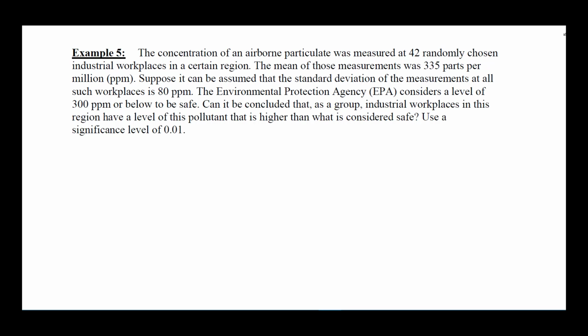Okay, let's look at another example. So here we have some kind of an airborne particulate, likely a pollutant, that's measured at 42 randomly chosen industrial workplaces in a region. The mean of all those measurements was 335 parts per million (ppm). We're told that we can assume that the standard deviation of the measurements at all such workplaces is 80 parts per million. The EPA considers a level of 300 ppm or below to be safe.